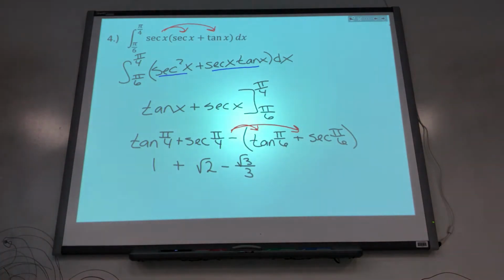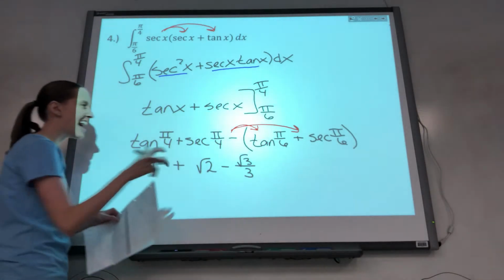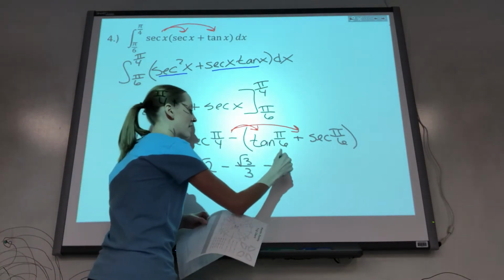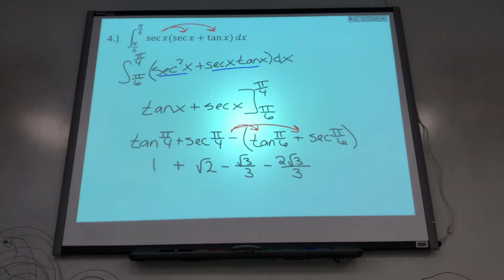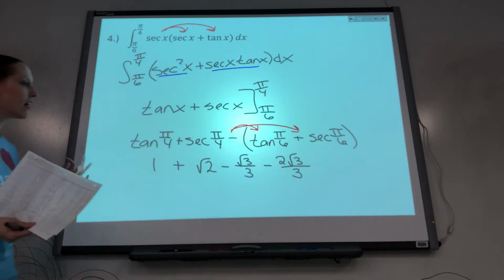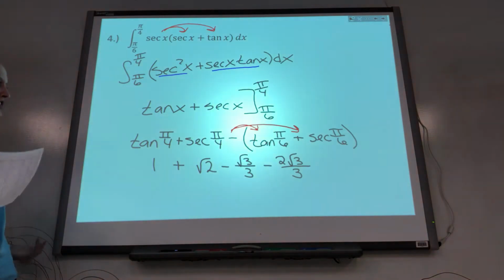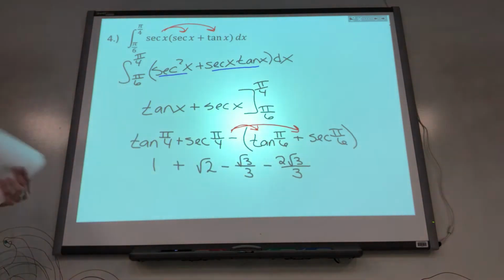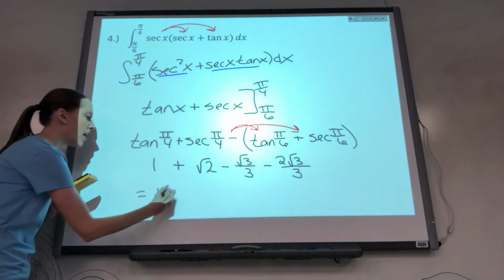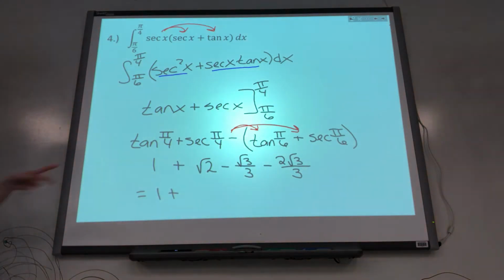And then secant of pi over 6, that is 2 radical 3 over 3. And again, that will have a minus in front since we had to distribute. Now, if it's in terms of pi, you can keep it in terms of pi and it works out pretty nicely. When you get a whole bunch of radicals like this, a decimal might be our best bet to get this simplified. So I'll keep the 1 there, and I'm just going to type in each one separately.